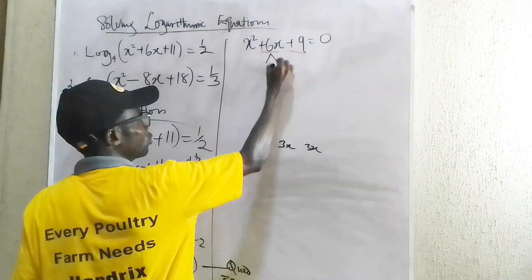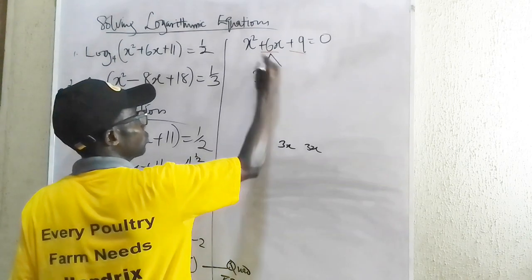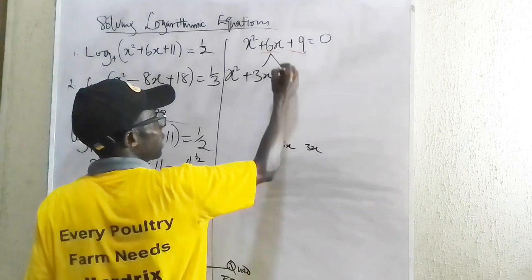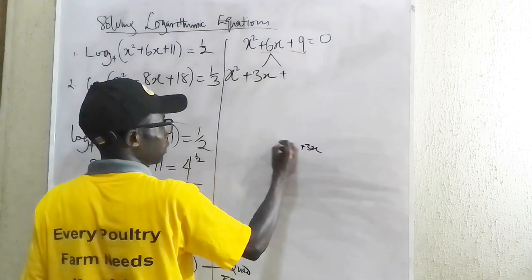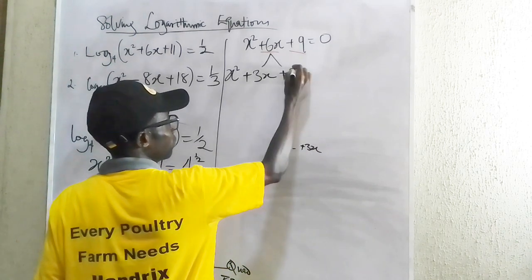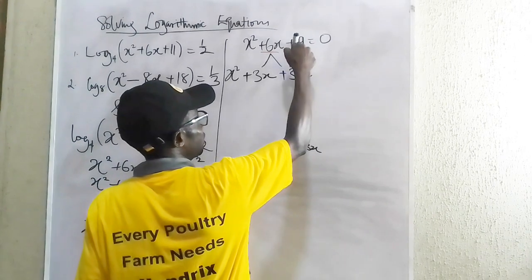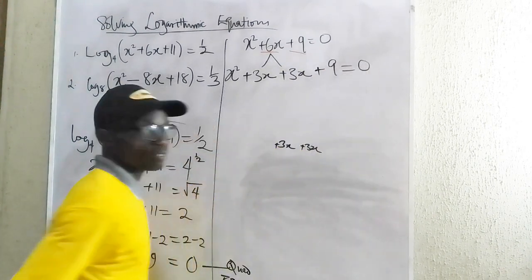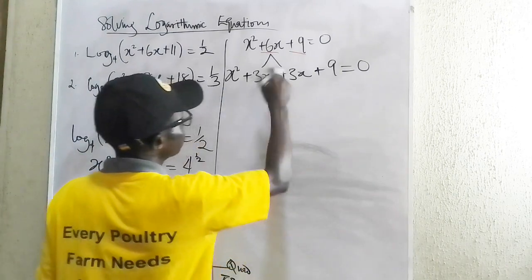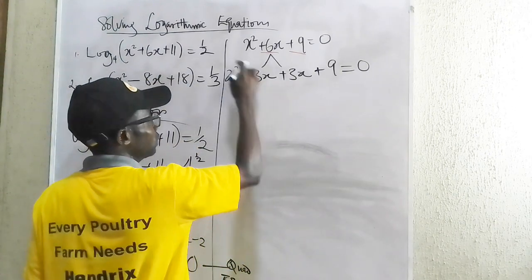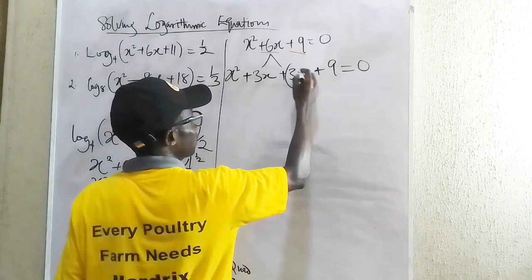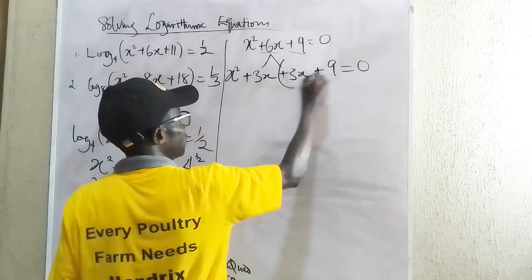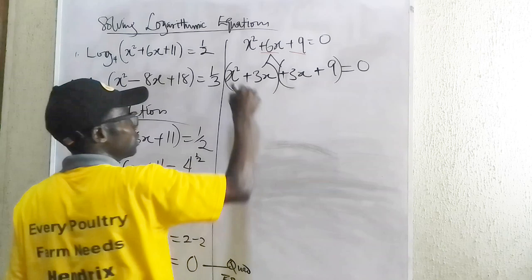So this will essentially become x squared, plus 3x plus 3x, and then plus this 9 is equal to 0. So what we do is that we group them in twos, this and this, this and this.